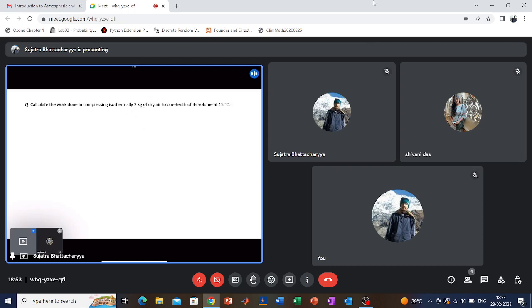Now this is a very standard kind of question. Calculate the work done in compressing isothermally 2 kg of dry air to 1/10 of its volume. This is already a kind of an 11-12 level question. Just you have to calculate the isothermal work done, because it is the same temperature, 15 degrees Celsius, and it has been given that 2 kg of dry air is compressed to 1/10 of its volume.